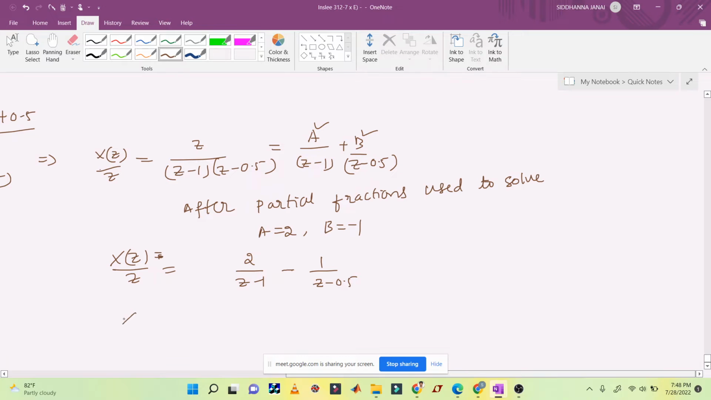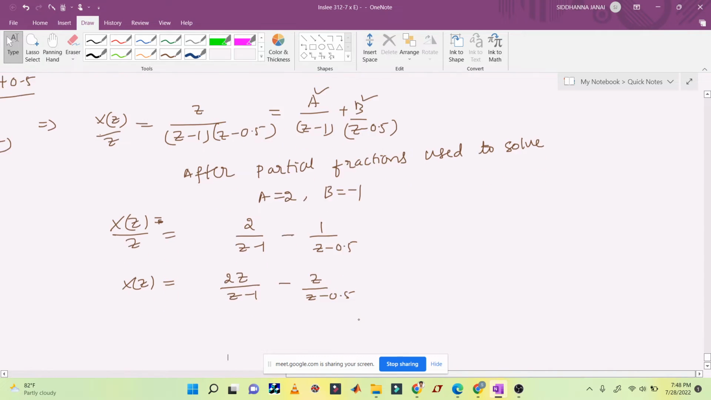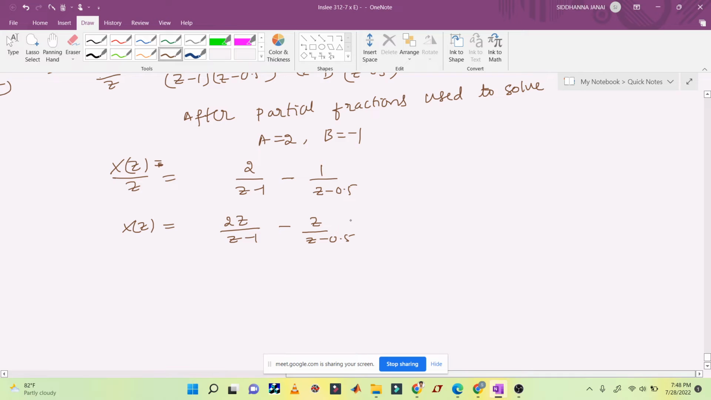Okay, now what is X of z? X of z is 2 into z divided by z minus 1 minus z divided by z minus 0.5. So this is the standard form. For this we can find out the x of n. So every given X of z you need to first convert into this form, with a numerator and denominator in the form of zeros and poles, and here it should be minus. There should not be any multiplication factors.